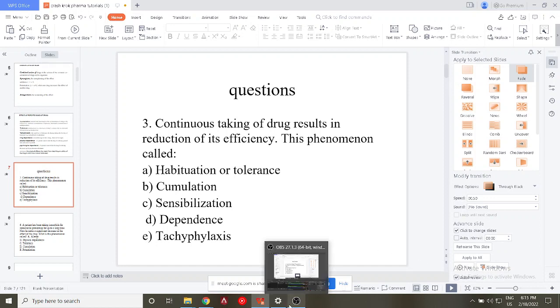Continuous taking of a drug results in reduction of its efficiency. This phenomenon is called tolerance. Yes, that's correct. Why isn't the answer tachyphylaxis? From what you said, tachyphylaxis is like immediate, within minutes, while tolerance takes a very long time. Yes, that's correct. Good job.